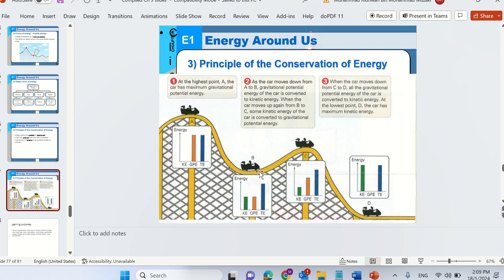Now, at point B, it starts to move up in height. So the kinetic energy is converted into gravitational potential energy, which is why the kinetic energy at this point is decreased, and the gravitational potential energy increases. As you can see, at different time points, there are conversions taking place. But the total energy, the one in blue here, is the same at any point of time. So energy cannot be created nor destroyed. The total energy in the system is the same throughout, and energy can be converted from one form to another.